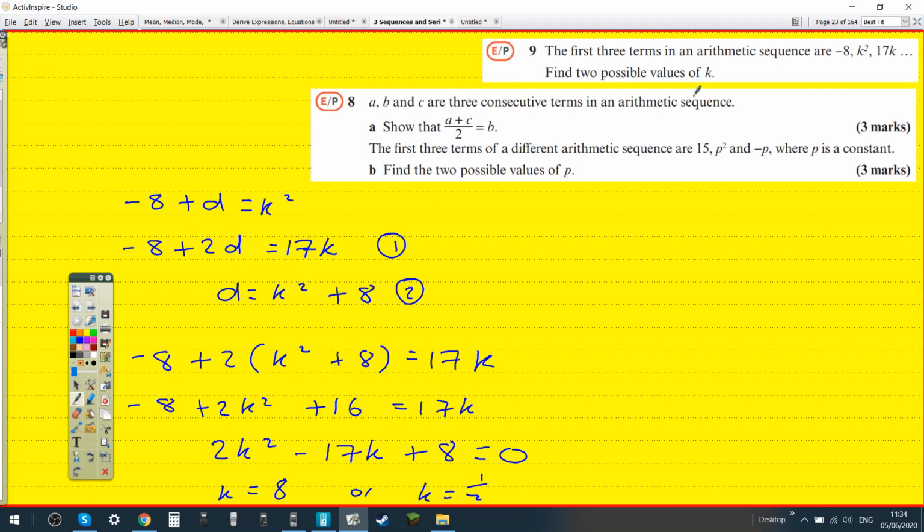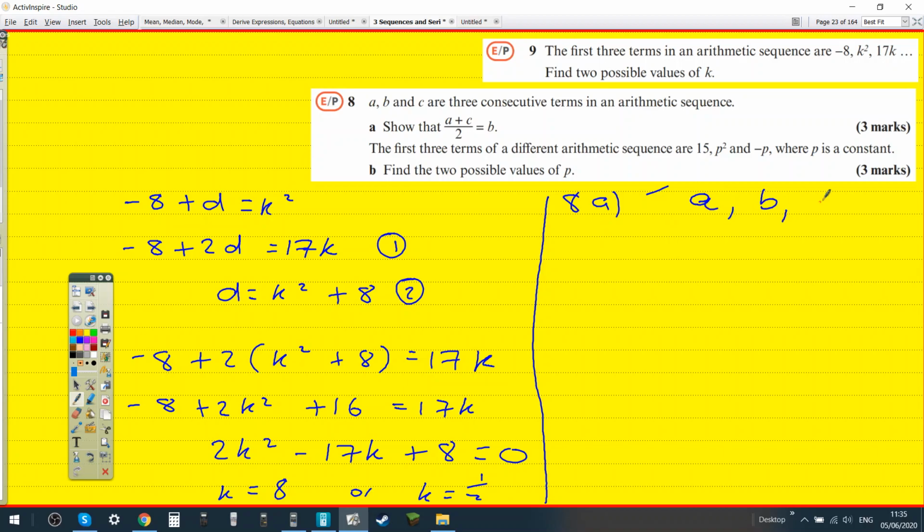Let's take a look at this one and put these on the same page because they're similar. The first three terms are that. Find the two possible values of p. So they're actually kind of identical. What is part A though? A, B and C are three consecutive terms in an arithmetic sequence. Show that A plus C over 2 is equal to B. All right, how do you do part A? Would you just put in real numbers? That might help, but we have to do it algebraically.